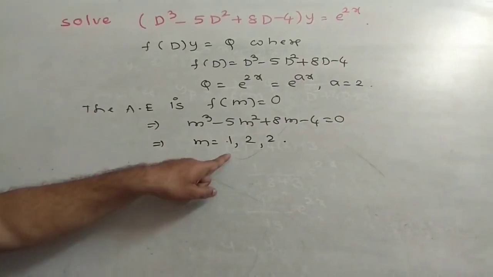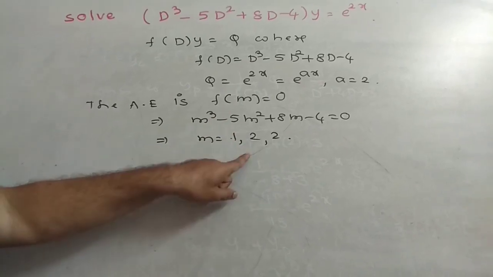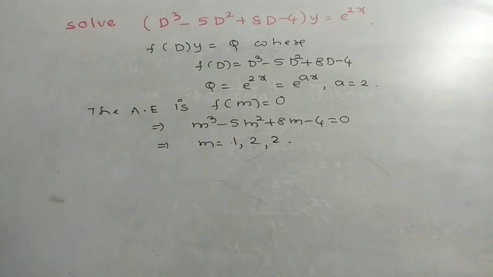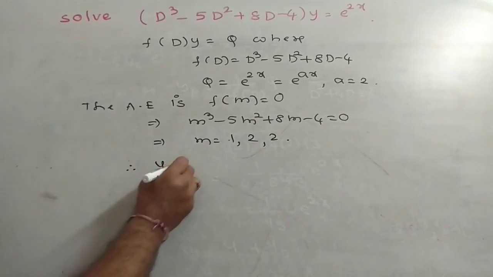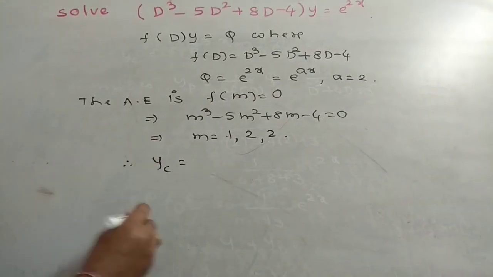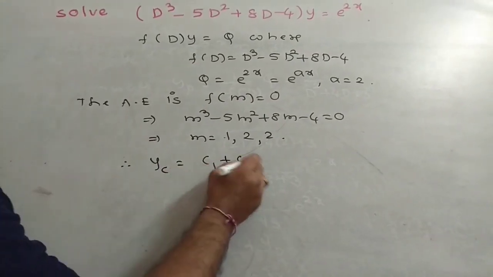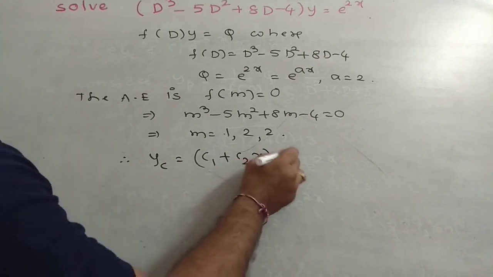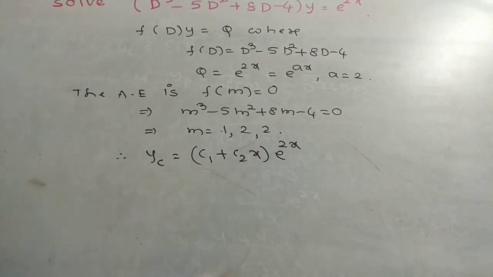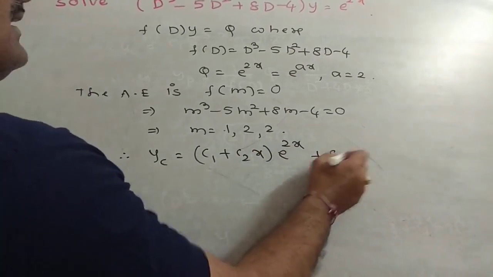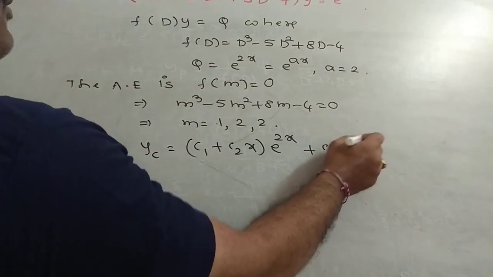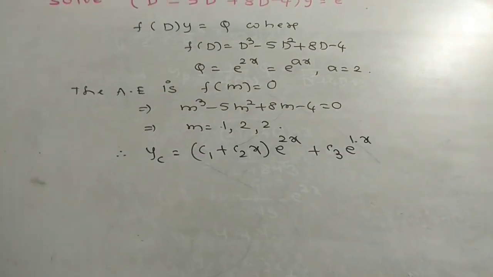Roots are real or complex? All the roots are real and a few roots are repeated. So therefore you are calculating yc equal to, first you focus on repeated values, (c1 plus c2 x) into e to the power of the repeated value 2x, plus c3 e to the power of the next root 1 into x. That is about your yc.